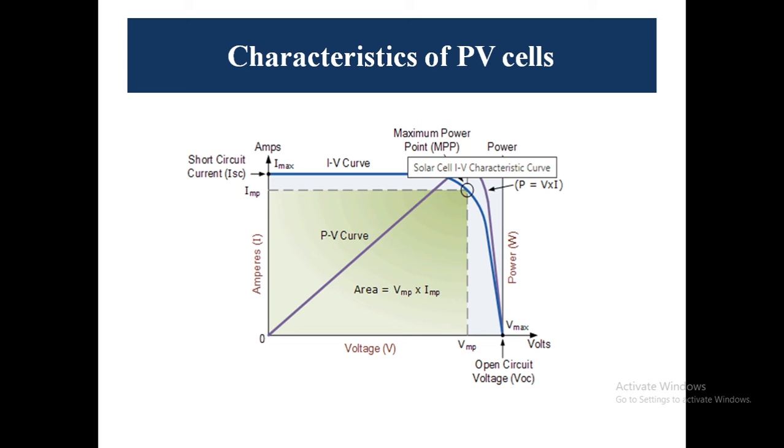Hence this span of the cell is shown in the IV curve. So it ranges from short circuit current to open circuit voltage. If you can see the two extremes, ISC as well as VOC, this is called the range of the solar cell.